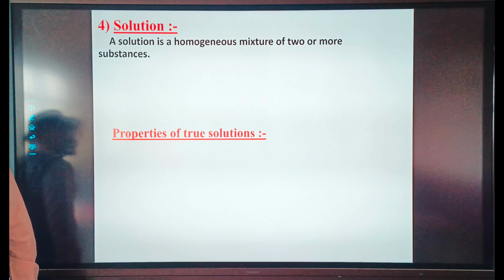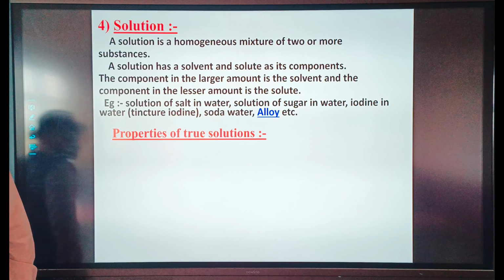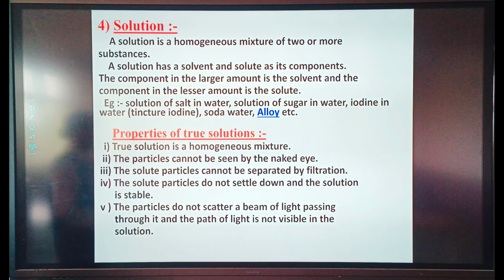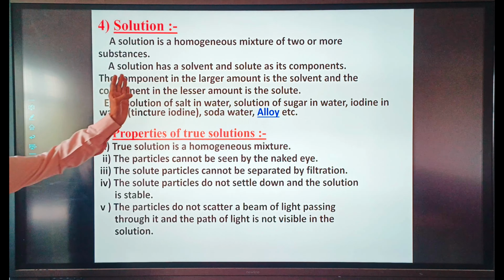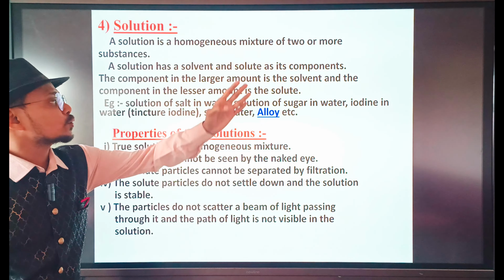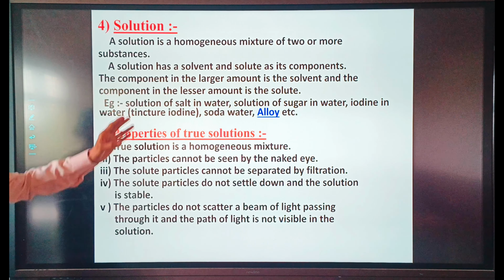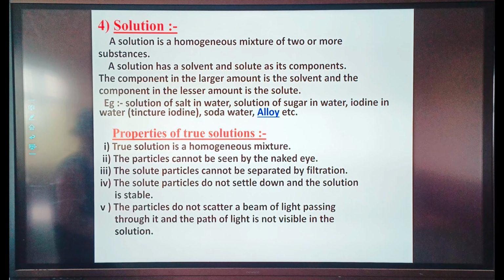Solutions. We are talking about the solutions. Let's see the solution. A solution is a homogeneous mixture of two or more substances. A solution has a solvent and solute as its components. The component in the larger amount is the solvent and the component in lesser amount is called the solute.